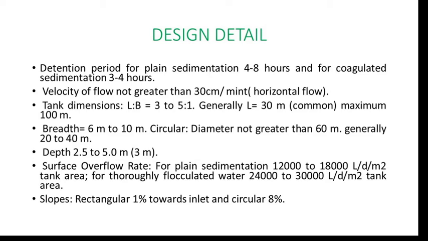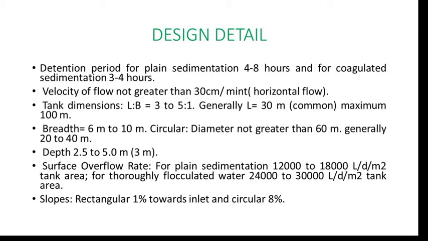So that is the tank dimension for the sedimentation basin. L by B ratio is 3 to 5, so 3 is to 1 or 5 is to 1. Generally the length varies from 30 to maximum 100, and the limiting width is up to 12 meter. The breadth is 6 to 10 meter, and for the circular basin the diameter is not greater than 60 meter, generally 20 to 40 meter.